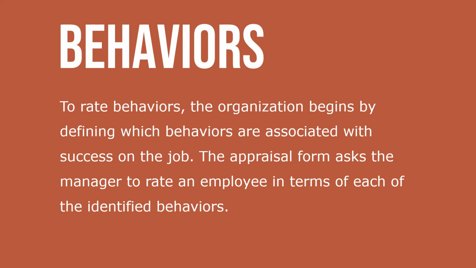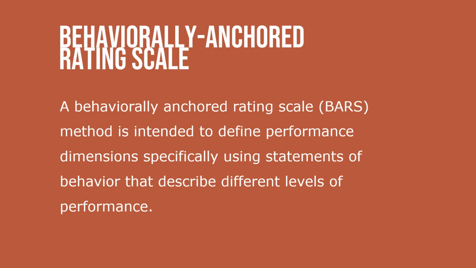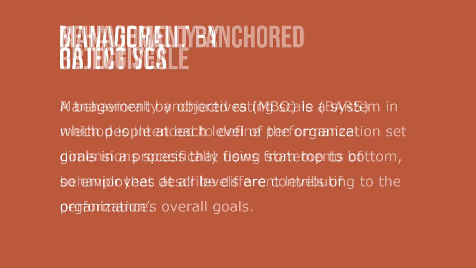To rate behaviors, the organization begins by defining which behaviors are associated with success on the job. The appraisal form asks the manager to rate an employee in terms of each of the identified behaviors. One way to rate behaviors is with the critical incident method. This approach requires managers to keep a record of specific examples of the employee acting in ways that are either effective or ineffective. A behaviorally anchored rating scale, or BARS method, is intended to define performance dimensions specifically using statements of behavior that describe different levels of performance.